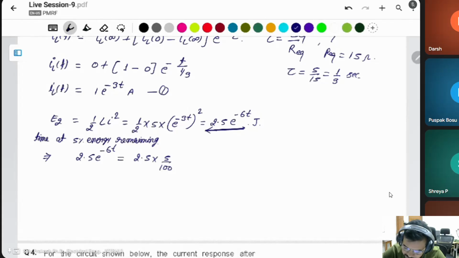Only 5% energy is remaining now, 95% is released. This will be e power of minus 60 is equal to 2.5. The 2.5 will be cancelled out. This will be 0.05. You can apply ln, log. In this case this will be minus 60 t. Apply log, this will be log 0.05, minus 2.995. And what is the t? Divide by 6: 0.499 second.